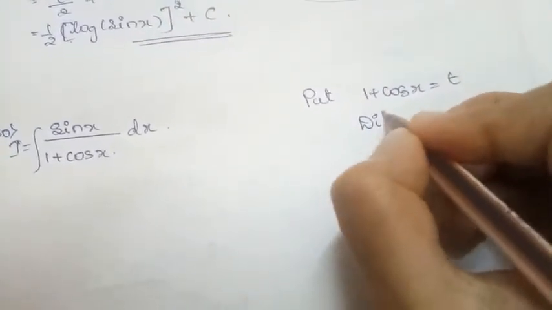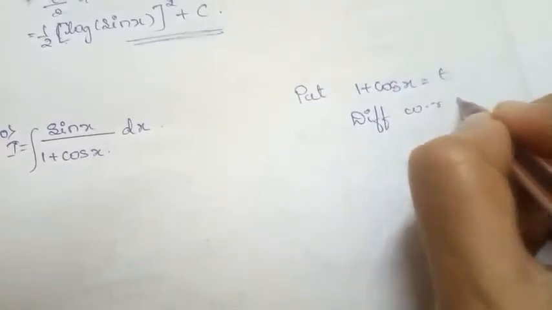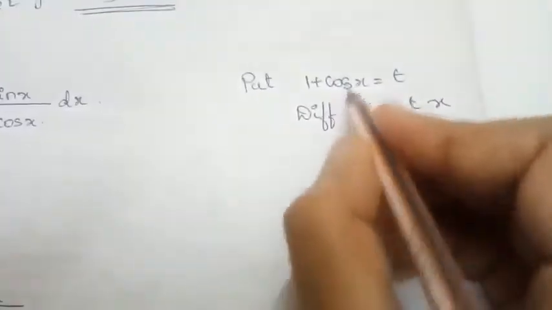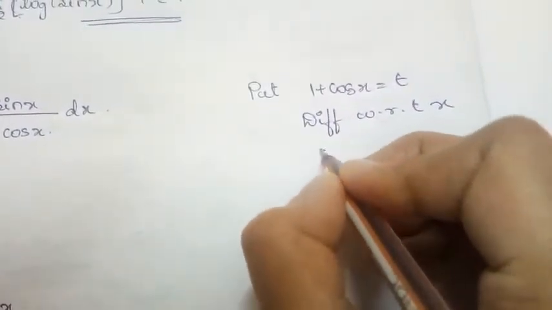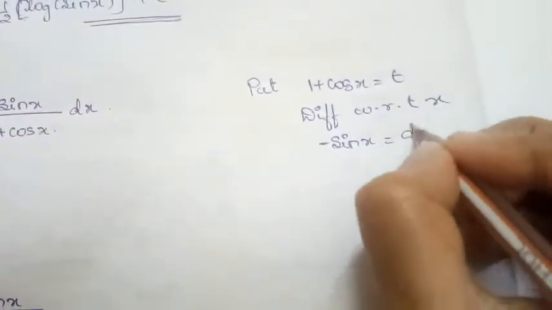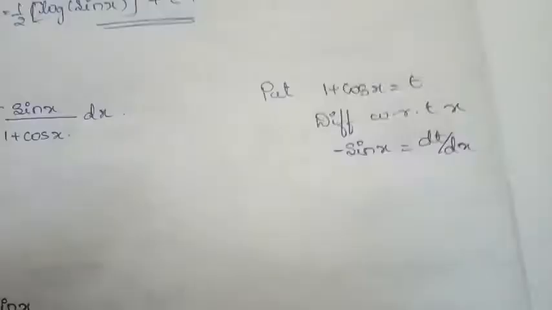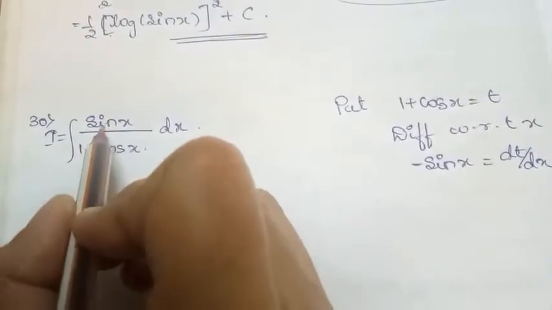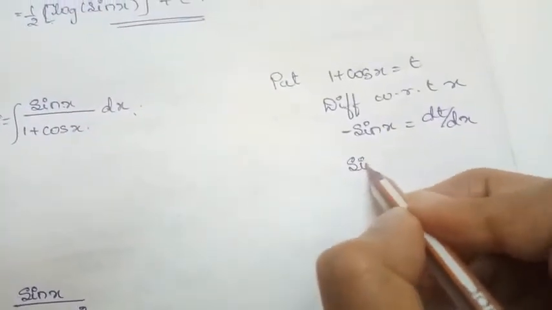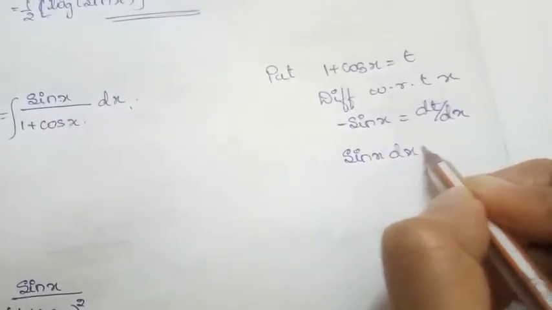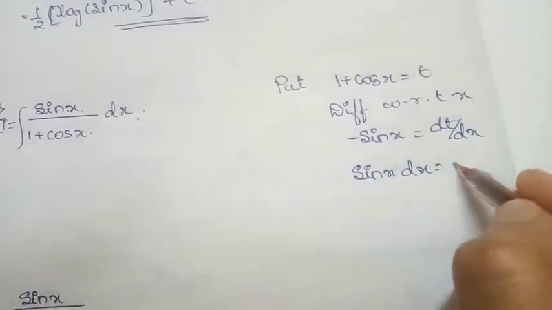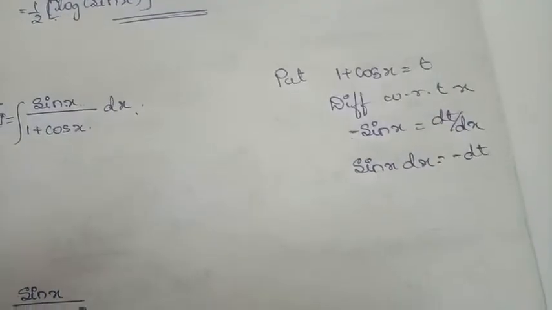Then I differentiate this with respect to x. The differentiation of 1 with respect to x is 0. The differentiation of cos with respect to x is what? It is minus sin x, and the differentiation of t with respect to x is dt by dx. Now in the question, we require sin x dx. So sin x dx, as per the requirement from the question, I bring this minus to the right hand side, and it becomes minus dt.